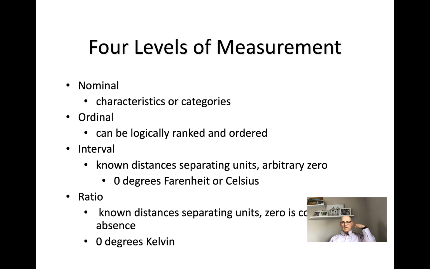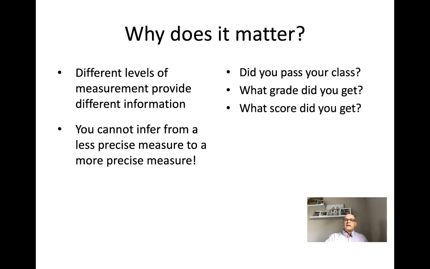Like if we say, what is your race or ethnicity? Nominal. Okay, well, I can't rank order that. Doesn't make any sense to put one category over the other when it comes to race. That would be ordinal. And it doesn't really represent well to an interval or ratio level data. Like you're a 1, you're a 5, you're a 7, like, I don't really know what that means. So different levels of measurement provide different types of information. You cannot infer from a less precise measure to a more precise measure.